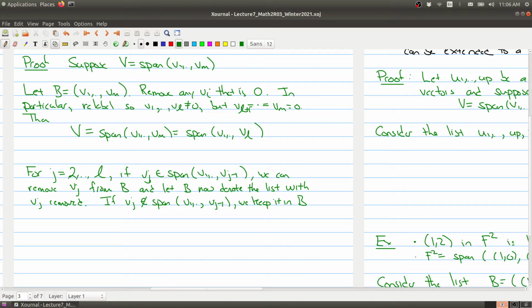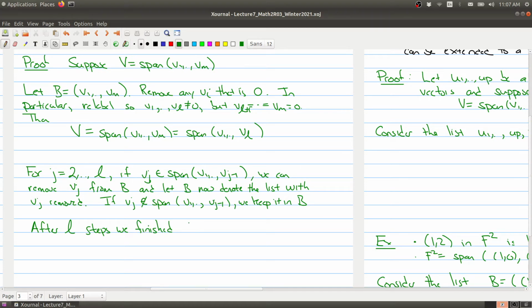So we do this for each vector, for V2, V3, V4. If it's in the span of what we've seen before, we remove it. If it's not in the span of what we've seen before, we keep it. And so we just move our way through. Now we only have to do this L steps. After L steps, we finish, because we've looked at each vector. And what do we end up with?